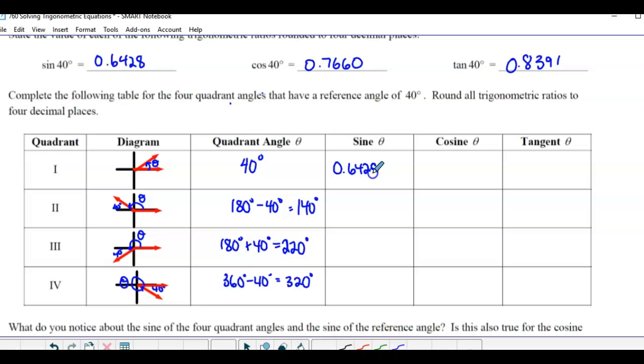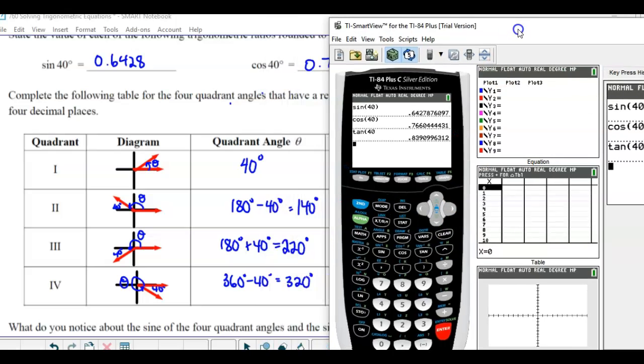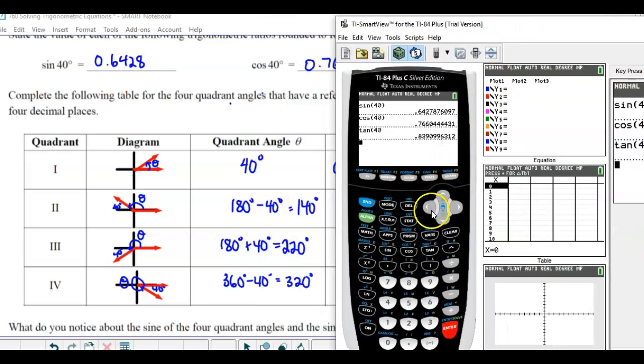0.6428, 0.7660, 0.8391. So now get out your calculator. And now we're going to do sine, cosine, tan of 140. So sine of 140, cosine of 140, tangent of 140.